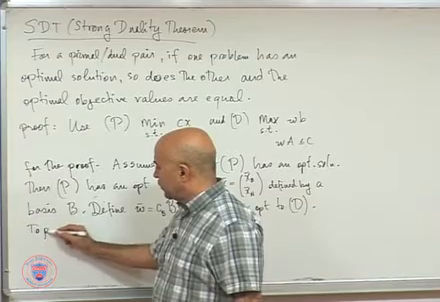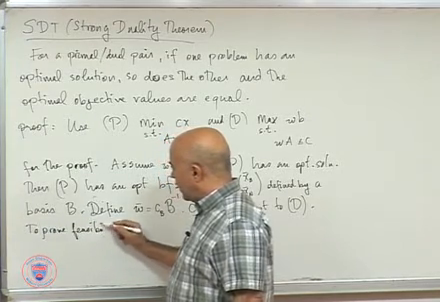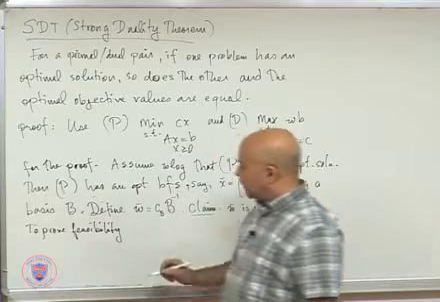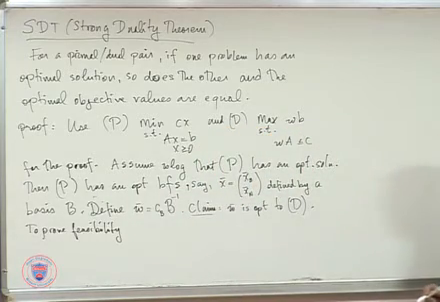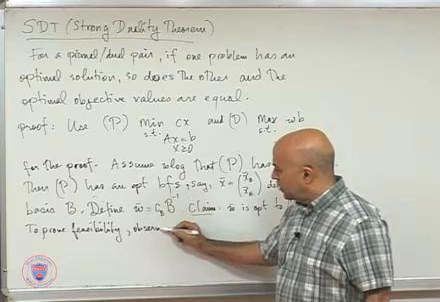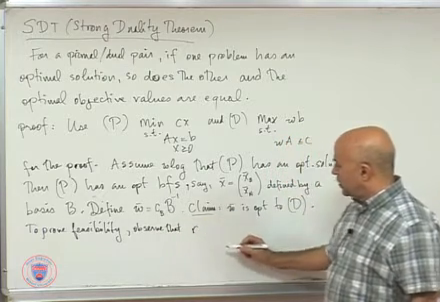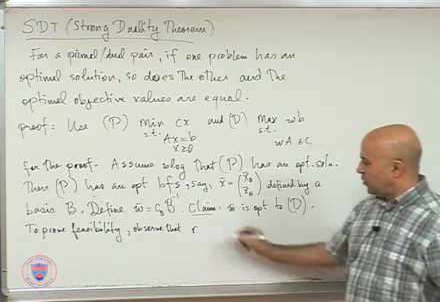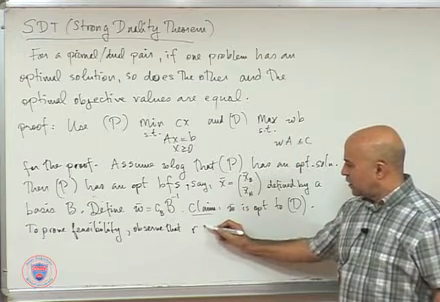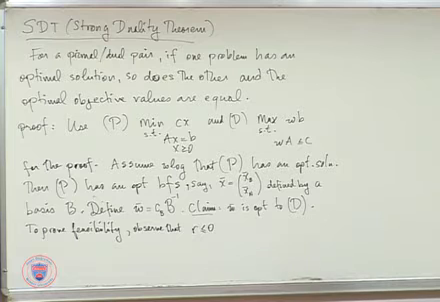So, to prove feasibility of W to the dual problem, observe that the reduced costs associated with that is less than or equal to 0 for that particular basic solution. Okay? Because it's optimal. Okay?